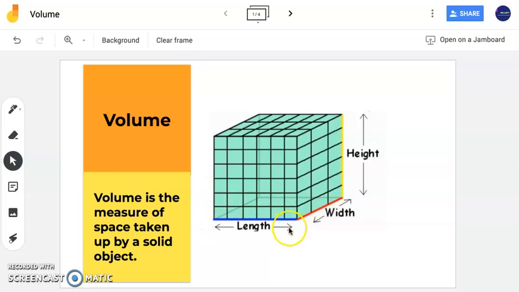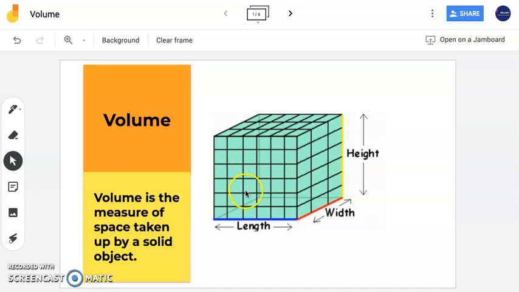In fact, the length, the width, and the height are identified. In order to find the volume, you need to know what the length, the width, and the height are. Now there's two ways you can find volume. In this example here, we actually have the cubes that create this rectangular prism.